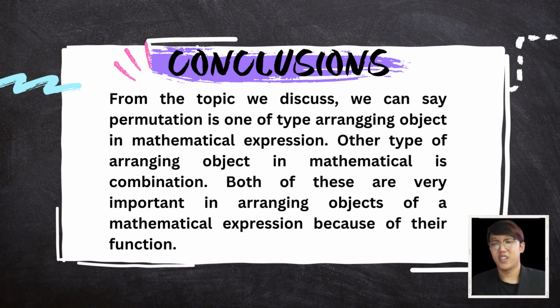In conclusion, from the topic we discussed, we can say permutation is one of the types of arranging objects in a mathematical expression. Another type of arranging objects in mathematics is combination. Both of these are very important in arranging objects in a mathematical expression because of their functions. Okay, now you all have mastered the topic permutation.